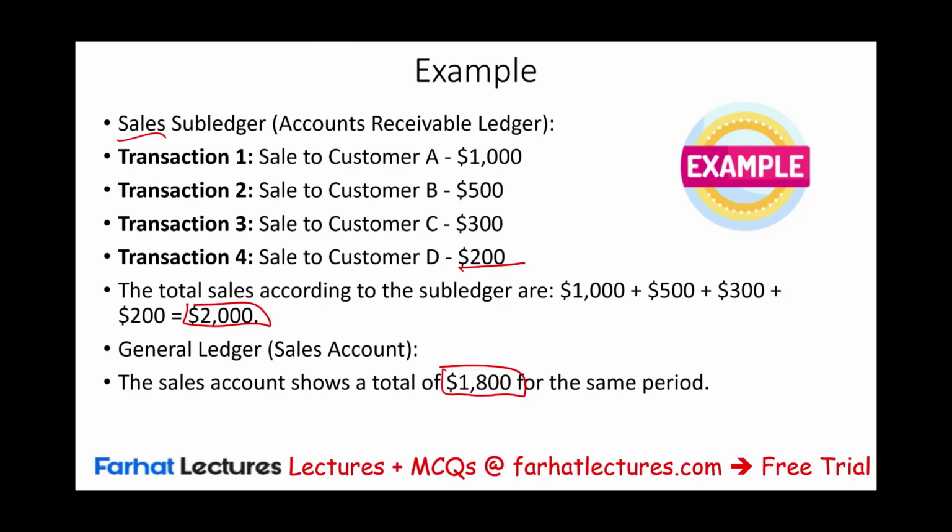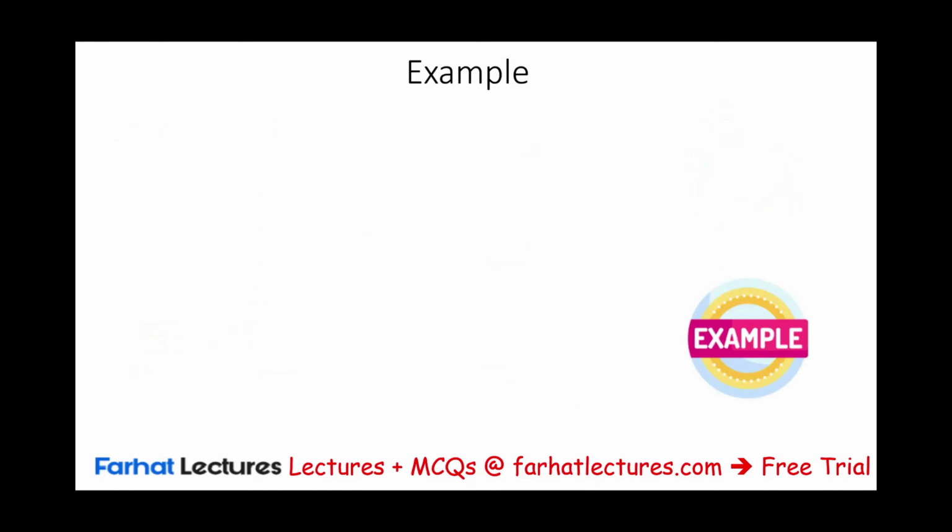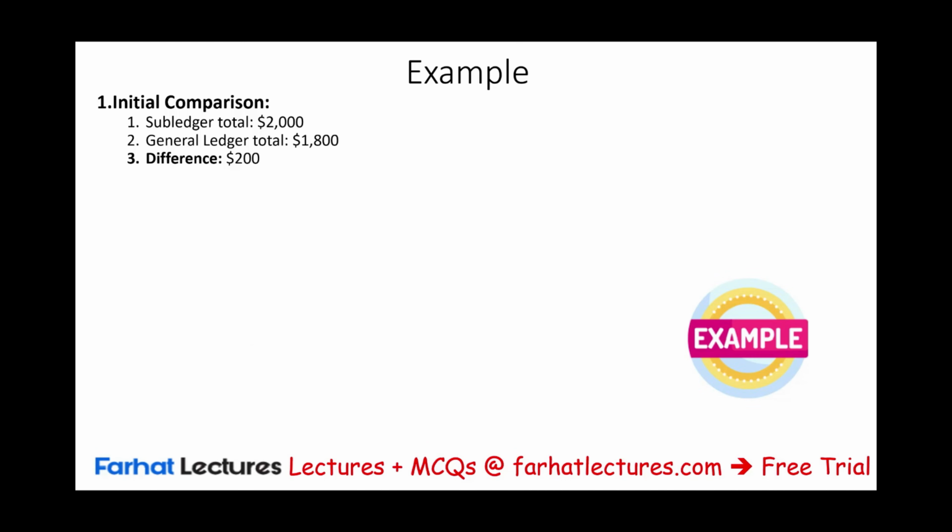Obviously, something is wrong, because if I add up all my sales individually from all the customers, then compare this to the general ledger sales account for the same period, I see there's a discrepancy of $200. And this is what you are looking at. You are looking for discrepancies. So, initial comparison shows a discrepancy of $200.